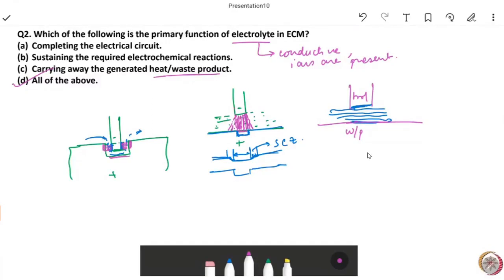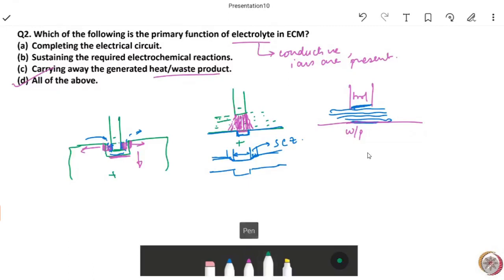We want material removal along this depth, but as an undesirable outcome, material removal occurs in the lateral directions, the transverse direction also. So that is something we don't want.